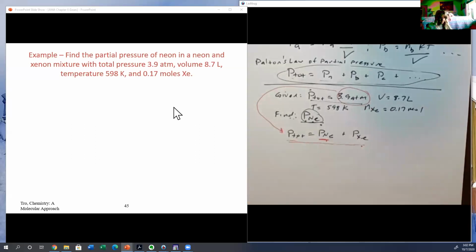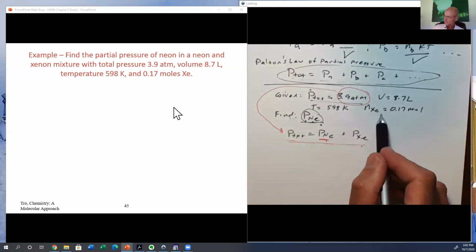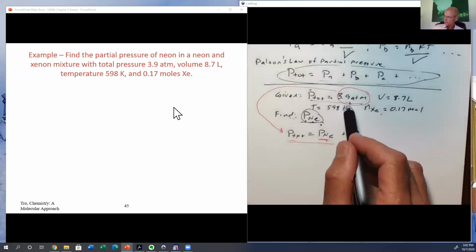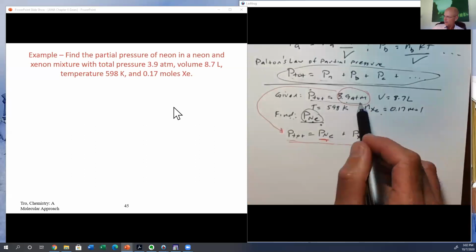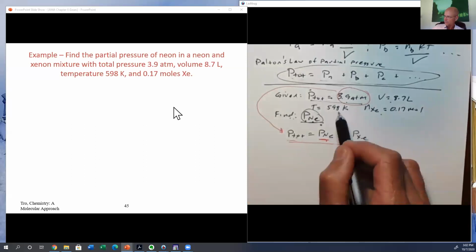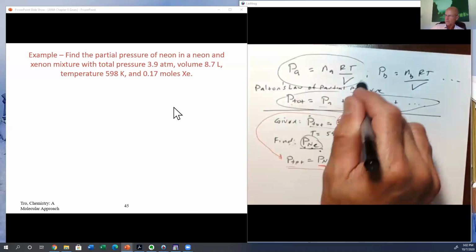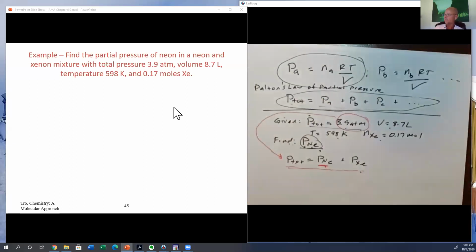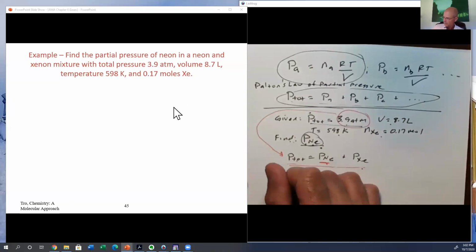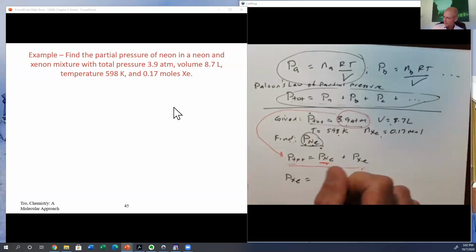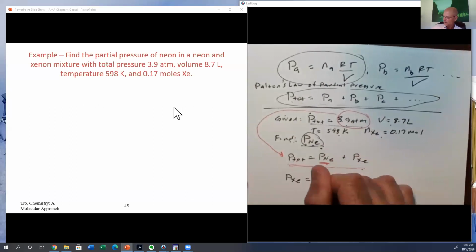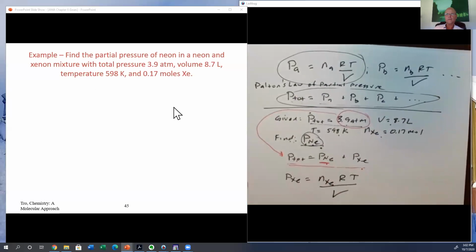Well, you have the moles of xenon, and you have the total pressure, the volume, and the temperature. So I can use this equation to find the partial pressure of xenon, which I'm going to put into here eventually. It is equal to the number of moles of xenon times R times T over V.